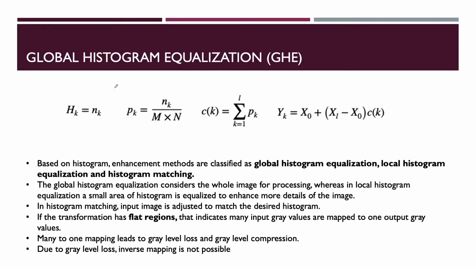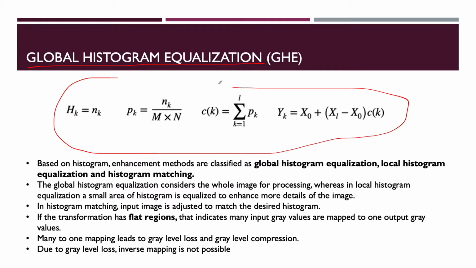So here the global histogram equalization method is defined mathematically as follows, and it is abbreviated as GHE. h_k refers to the intensity at the kth level, and this is represented by n_k, the number of occurrences of that particular kth intensity in the entire image. And the probability of that intensity level is defined as the number of occurrences of that intensity level divided by the entire size of the image, which is defined as m times n, or length times breadth.